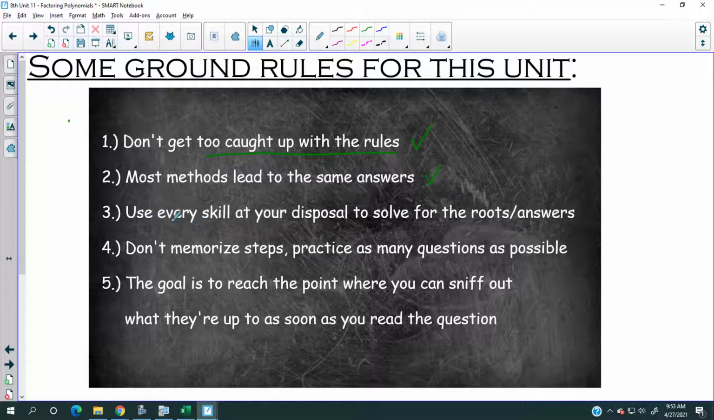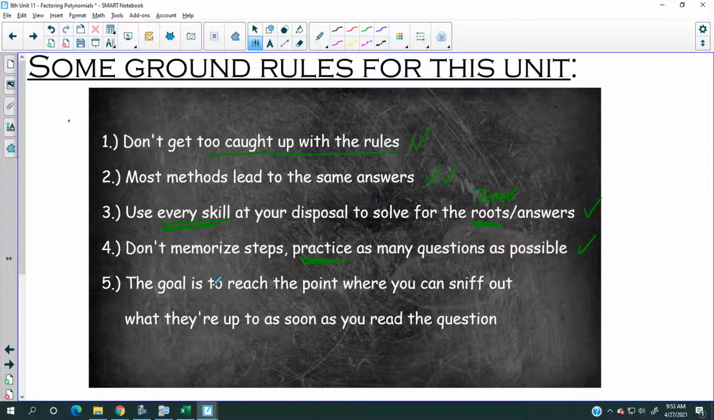So what does that mean? Pay attention to every lesson, because you never know at what point you have to use every skill you learn in this unit to find the answers or the roots or the zeros. Don't memorize the steps. Just practice as many questions as possible. Practicing is what allows you to get used to seeing all the different methods, and it allows you eventually to develop some flexibility with answering these questions.